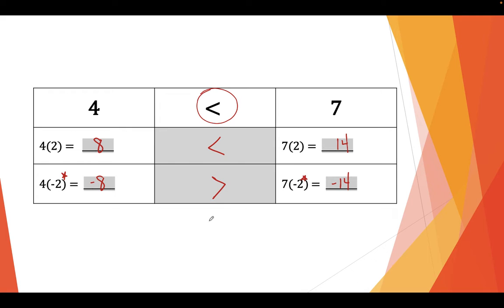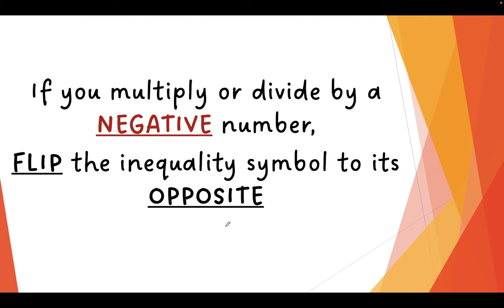When you multiply or divide both numbers by a negative, the signs become their opposite, which means which one is bigger also becomes the opposite. Let's take a look how this looks when we're solving an inequality. If you multiply or divide by a negative number on both sides of your inequality, you must flip the inequality symbol to its opposite.